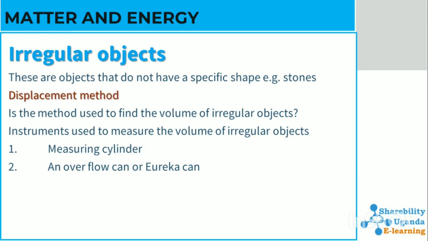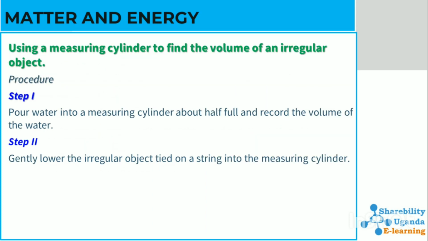One is the displacement method. It is a method used to find the volume of irregular objects. Instruments used to measure the volume of irregular objects include the measuring cylinder or the measuring can, and then an overflow can or the Eureka can. Using the measuring cylinder to find the volume of an irregular object, the procedure goes as follows.